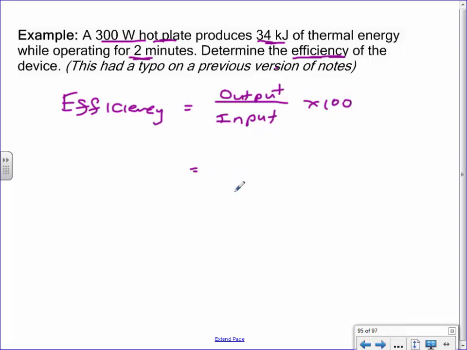Well, how much output energy does the hot plate actually give us? It says right here it produces 34 kilojoules of thermal energy. So that's how much output it gave us. We got 34 kilojoules of output energy.